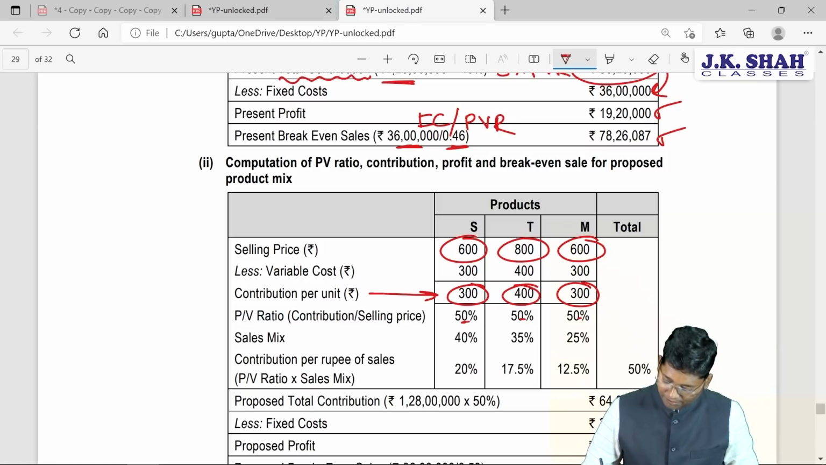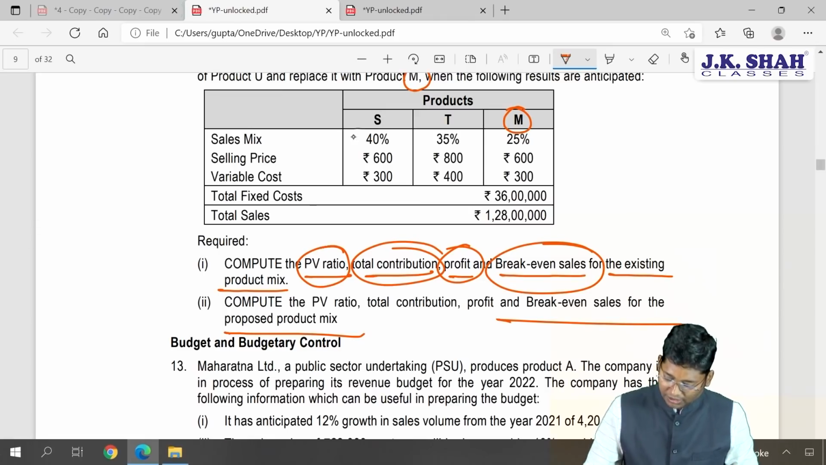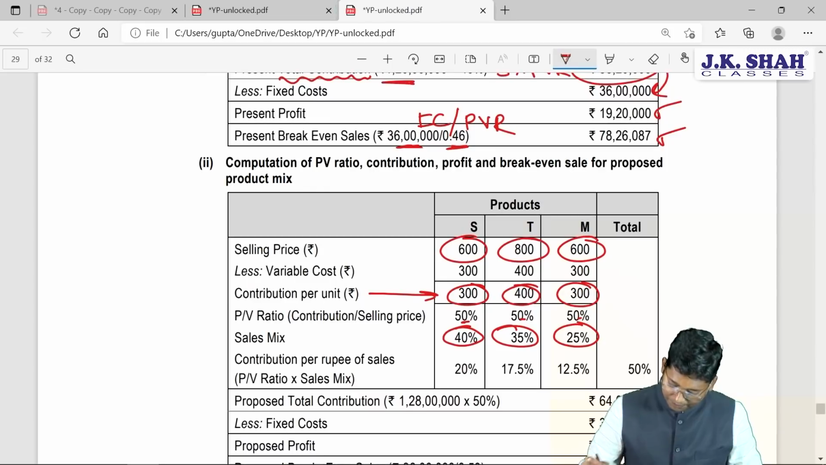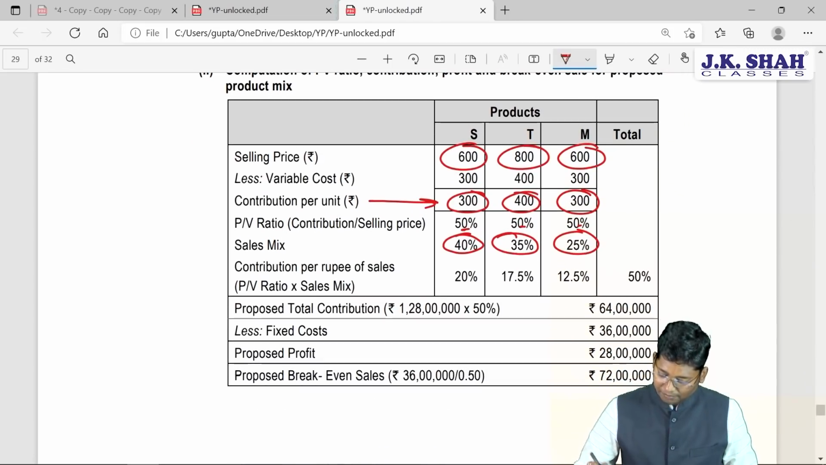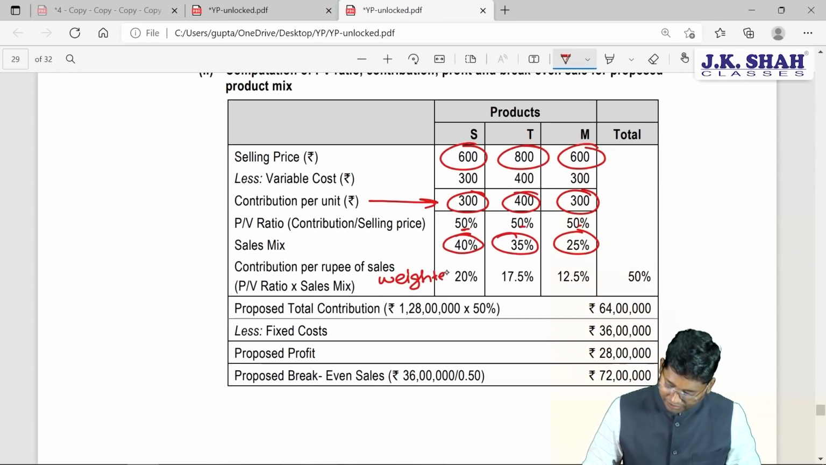PV ratio is available. Again, I am multiplying my PV ratio with the weights given in the question. It is 40%, 35% and 25%. When you multiply your PVR by the given weights, you are going to get weighted PVR, and whenever you add up all these values, you will get weighted average PVR.